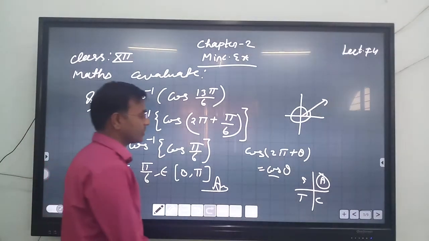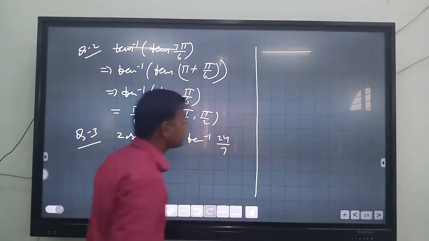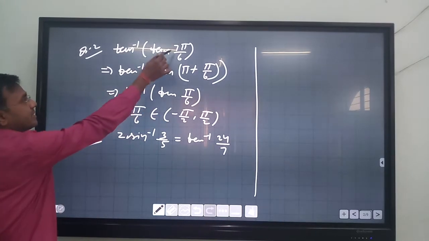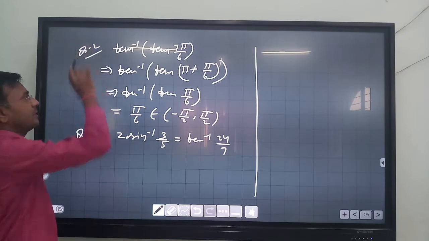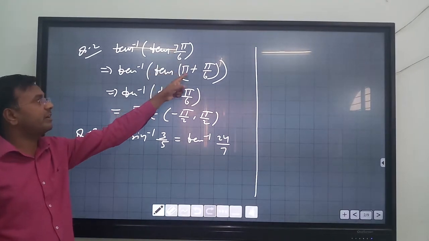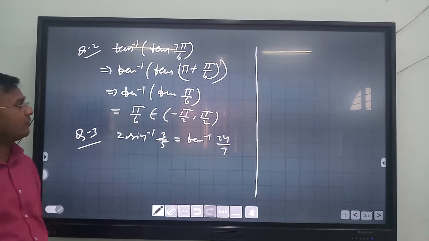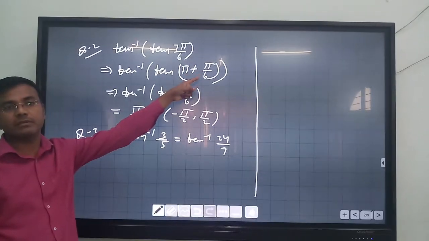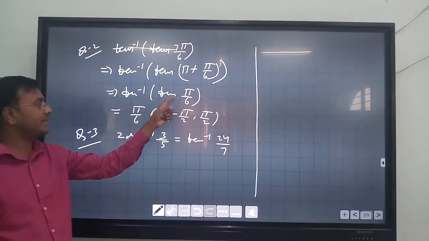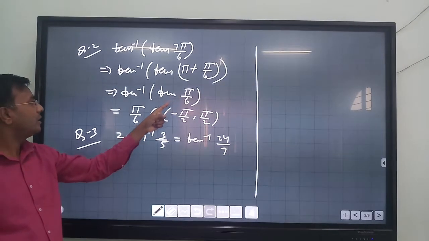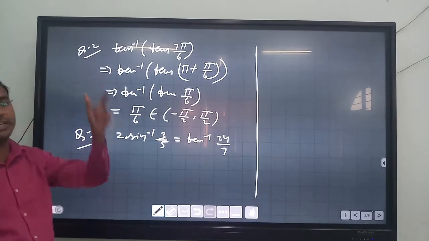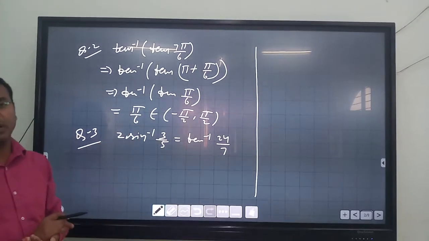Now the same as question number 2. Let's see. Tan inverse tan 7 pi by 6. Again 7 pi by 6 is not lying in the principal value branch of tan inverse, so we have to reduce this angle. 7 pi by 6 can be written as pi plus pi by 6. Alright, so pi plus theta means third quadrant. So tan of pi plus theta becomes tan theta because tan is positive in this quadrant, and pi by 6 lies in the open interval, that is the principal value branch of tan inverse. So pi by 6 is the final answer.